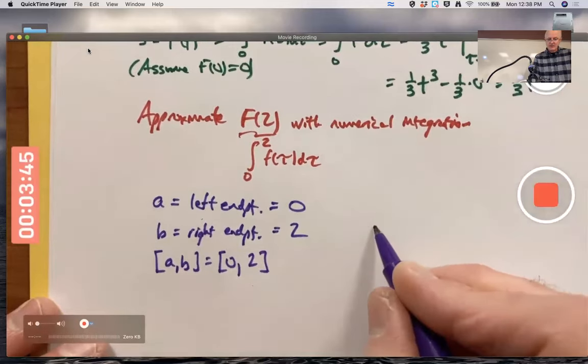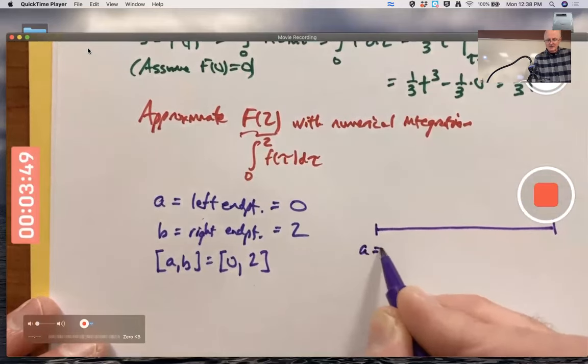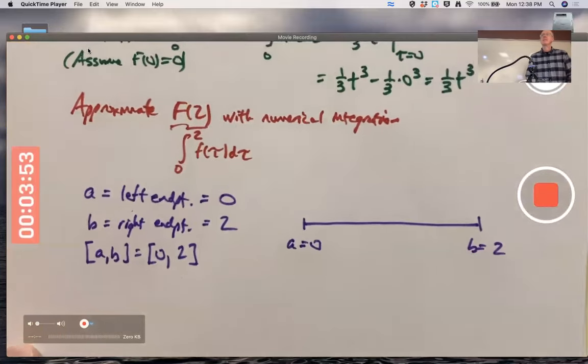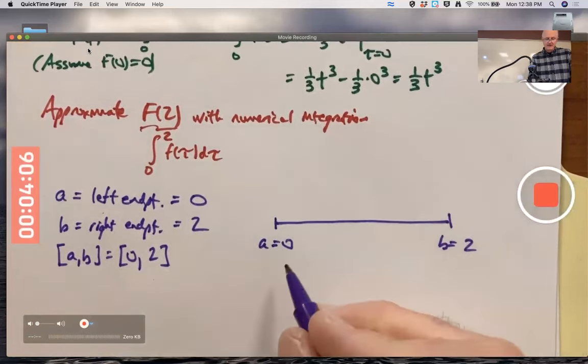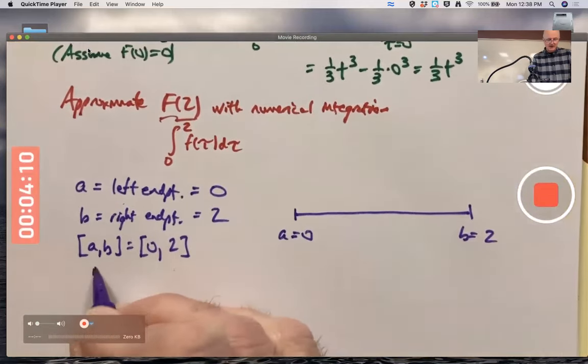And what you want to do is break up this interval from A, which is 0, to B, which is 2, into a bunch of pieces. And these pieces are going to be the bases of your approximating rectangles. You remember doing that? Approximating the area under the curve with areas of rectangles. I'm going to pick some number of rectangles, n. N is going to be the number of rectangles.